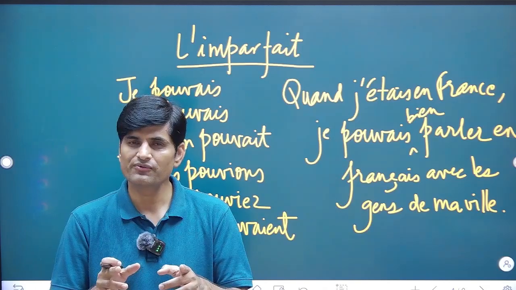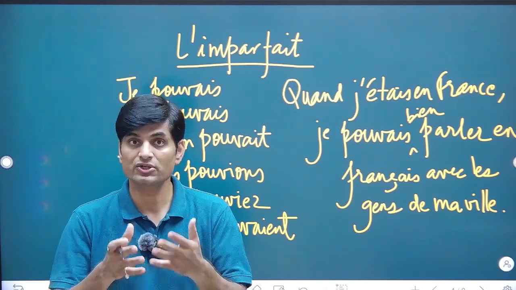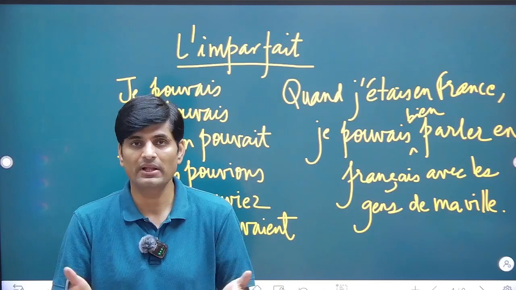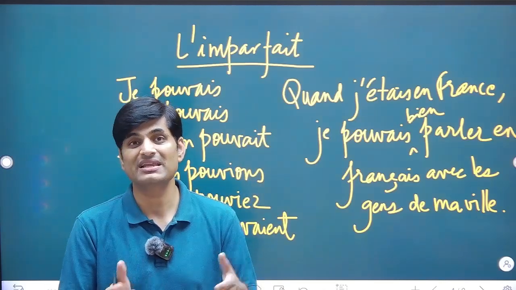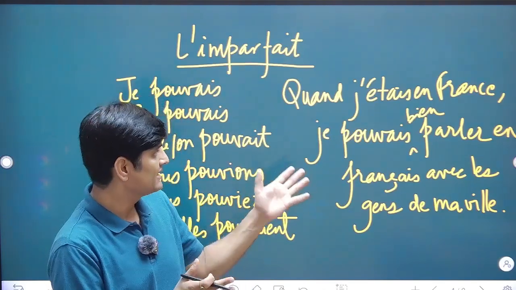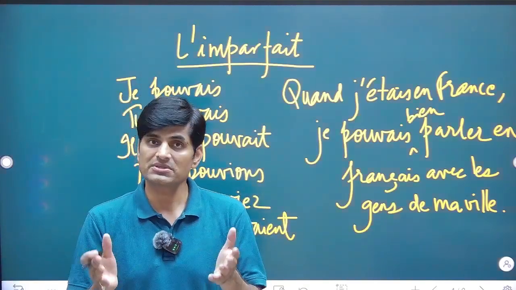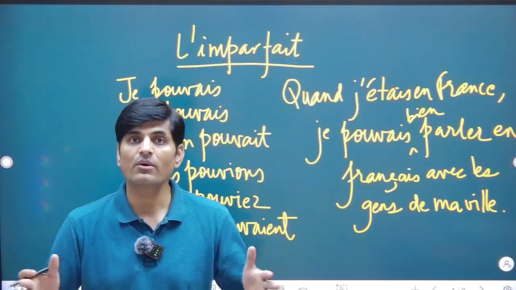Could you speak to Sophie yesterday? Est-ce que tu as pu parler à Sophie hier? Oui, j'ai pu parler à Sophie hier. Ou bien, or well, you could say, non, je n'ai pas pu parler à Sophie hier parce qu'elle était occupée, whatever the reason was. And in this case, we talk about the act of the possibility of that action to happen as a long duration thing.